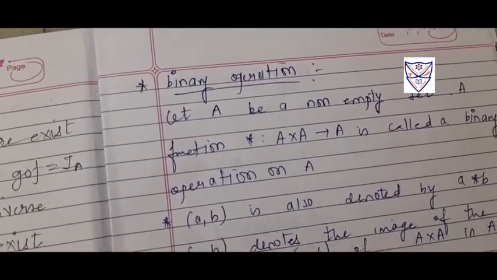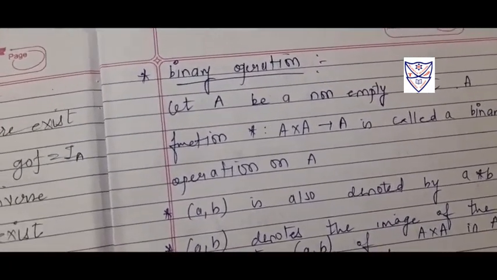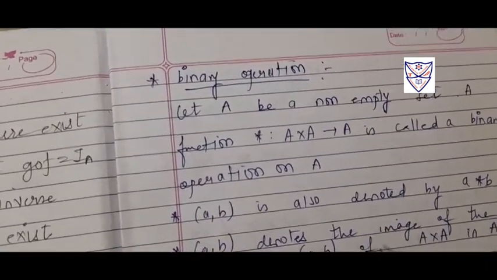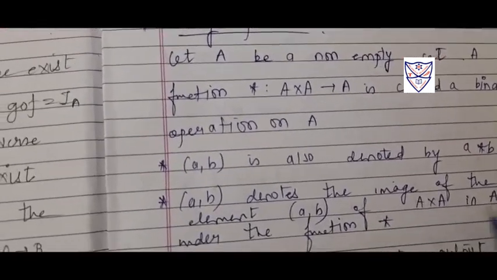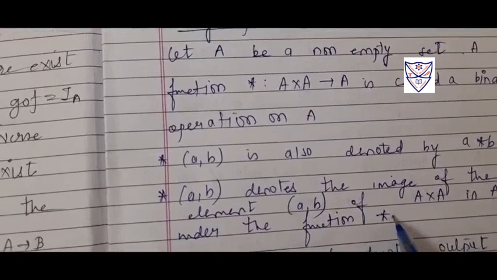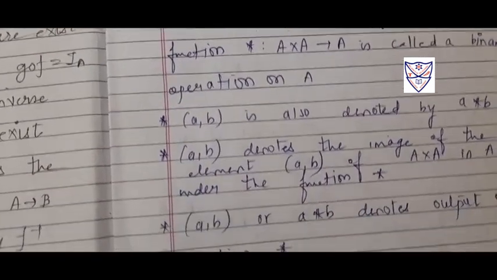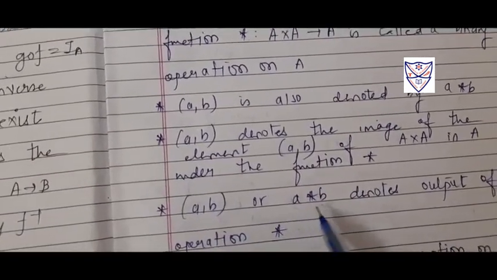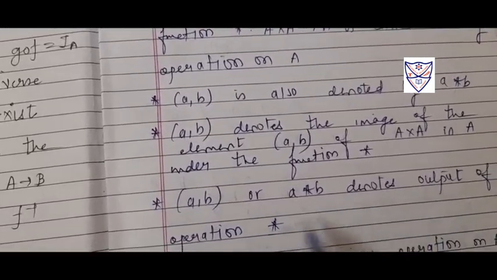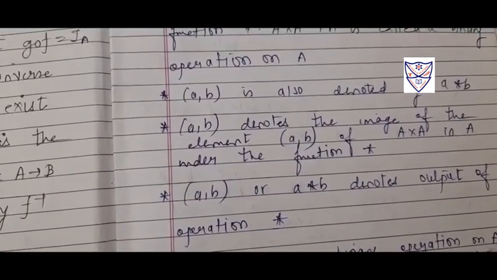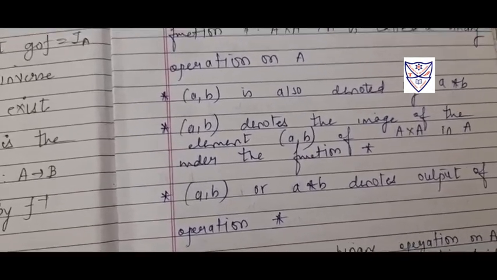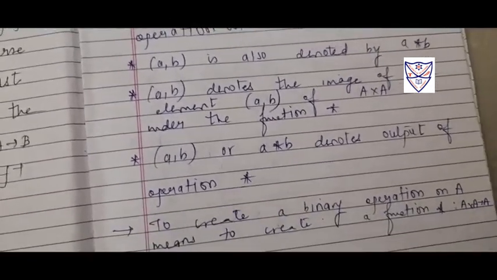Also, star of (a, b) denotes the image of the element (a, b) of A cross A, that is, the Cartesian product in set A, under the function star. Now a star b denotes the output of the operation star. To create a binary operation on A means to create a function from A cross A to set A.